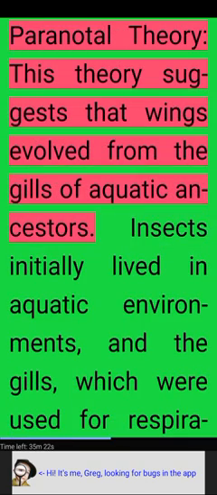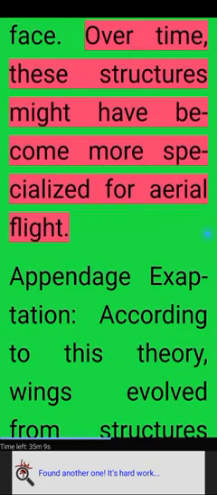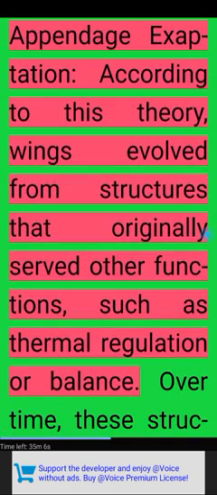Paranotal theory. This theory suggests that wings evolved from the gills of aquatic ancestors. Insects initially lived in aquatic environments, and the gills, which were used for respiration, may have evolved into structures that allowed insects to glide on the water's surface. Over time, these structures might have become more specialized for aerial flight.